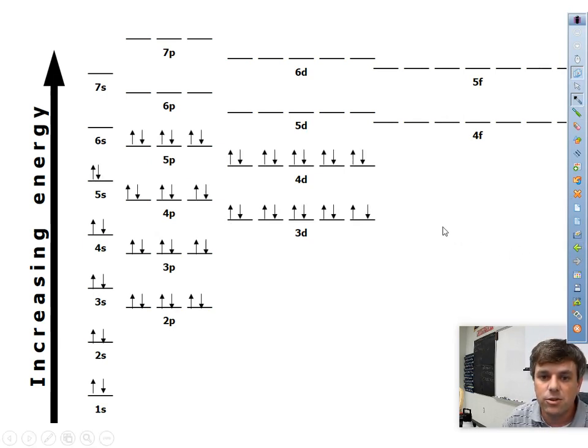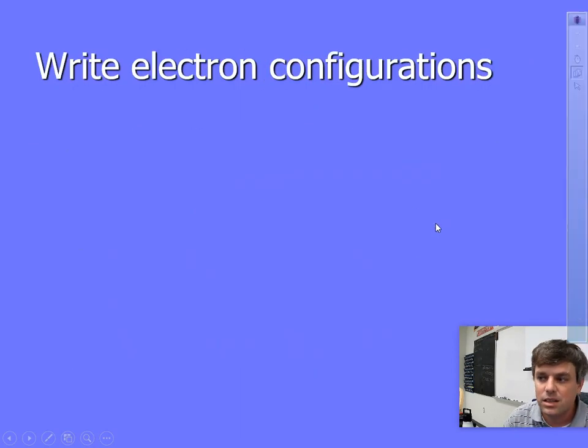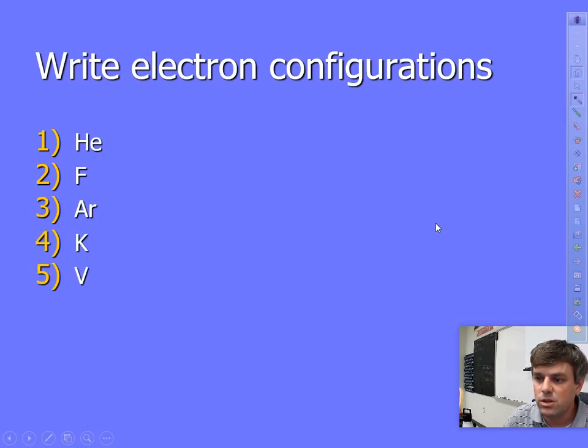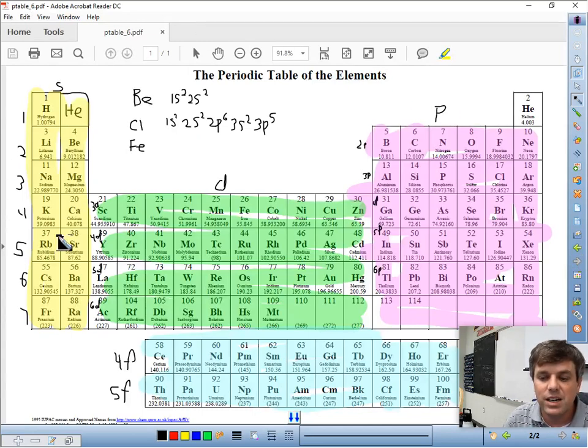What I'd like for you to do now is take a minute and see if you can write some electron configurations for these 7 elements. So we got helium, fluorine, argon, potassium, vanadium, zinc, and arsenic. So you may need to go back and modify. You can make notes on your periodic table and your reference tables.